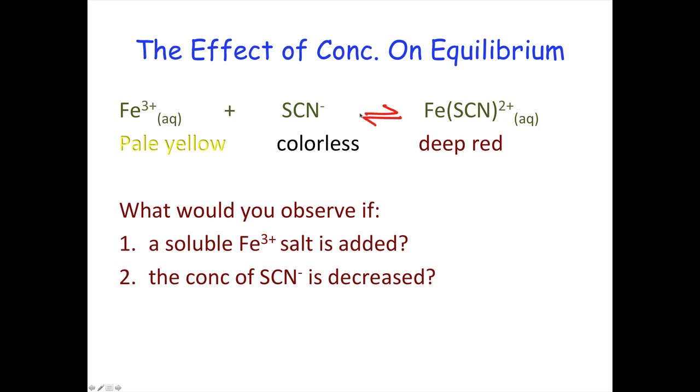All right, so let's recap. When we added the Fe3+ salt, the position of equilibrium shifted to the right. In other words, the forward reaction was favored, and that made the solution get darker. When we decreased the concentration of the thiocyanate ion, the position of equilibrium shifted to the left. In other words, it favored the reverse reaction, so the solution in the beaker got lighter in color.